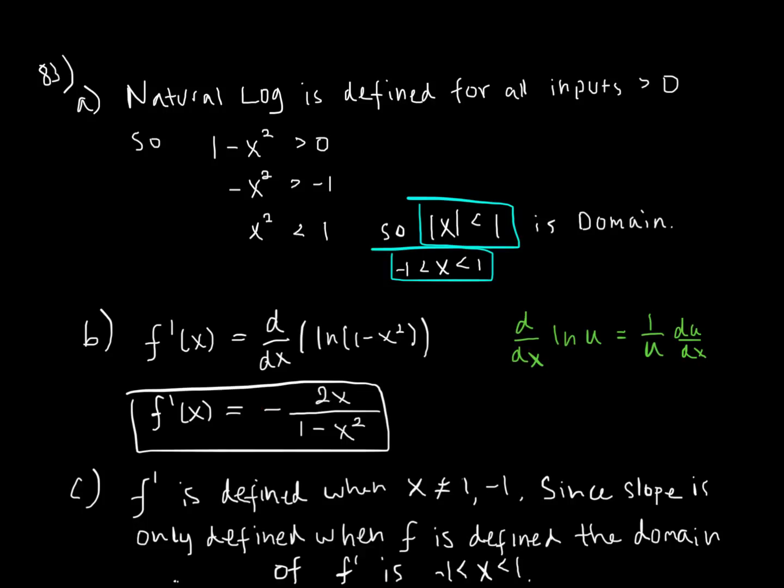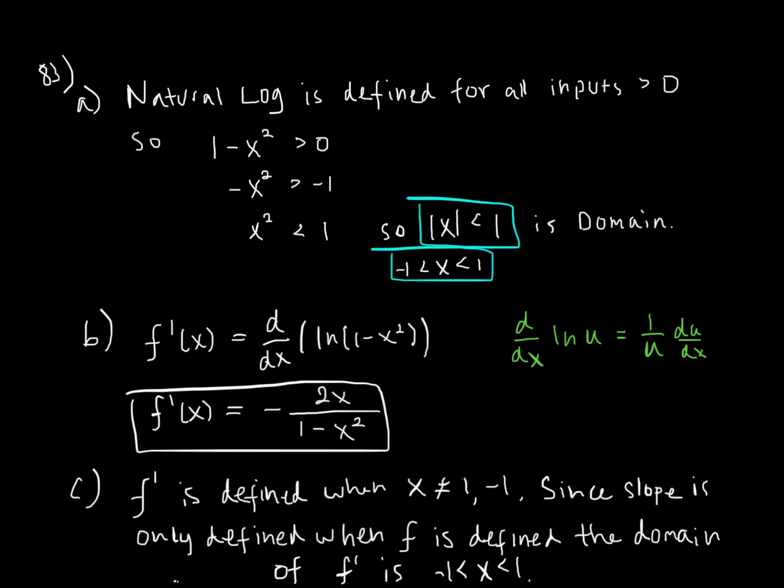I want to know the domain of the derivative. And so here, notice my function, the derivative function, is just another function, and I want to know what values it is defined for. So a couple things to consider. The first is that f prime of x is defined so long as x isn't 1 or negative 1. If it's 1 or negative 1, then the denominator is 0.